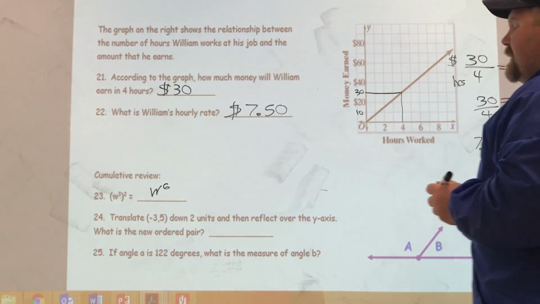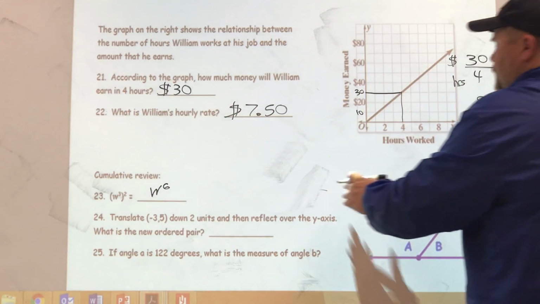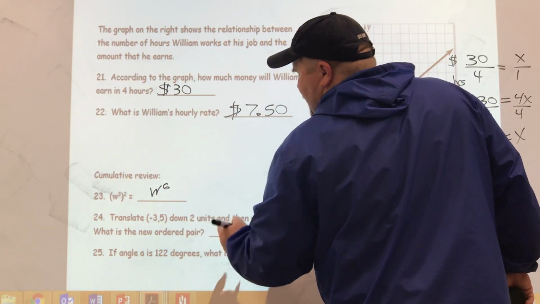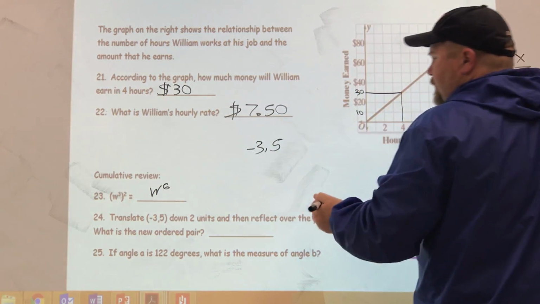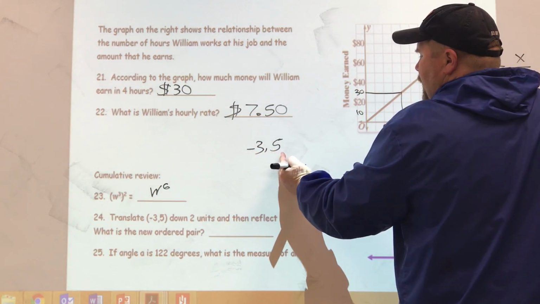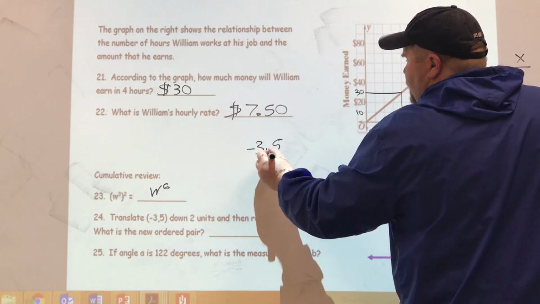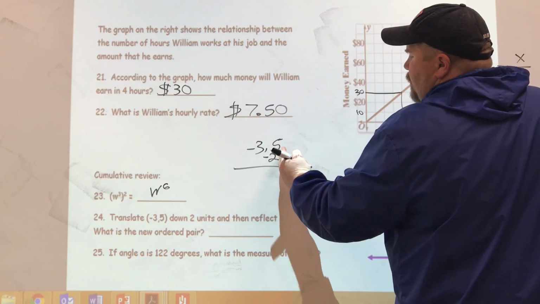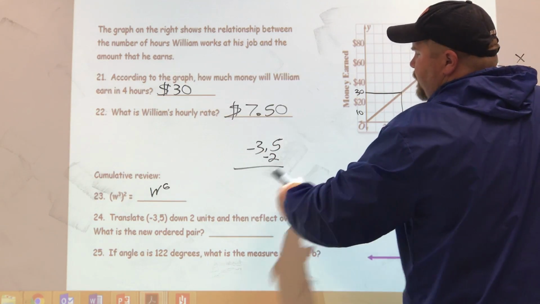Number 4, if we translate (-3, 5) down 2 units and then reflect over the y-axis, what is the new ordered pair? So the first thing is to translate down 2 units. So that's going to be minus 2. I'm just going to rewrite this problem right here. It's going to be minus 2 units, but does that affect the x or the y? Okay, up and down is controlled by the x value. So we're going to take away 2 from, I'm sorry, I think I said that incorrectly. We're going to take away from the y value because the y value controls the up and down movement.